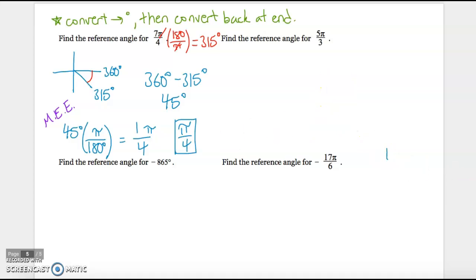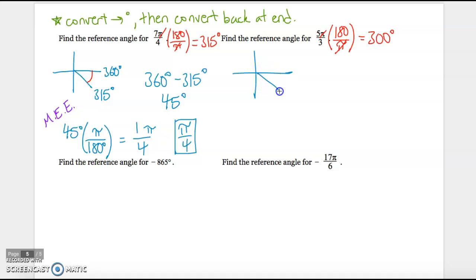In the next one, we got 5 pi over 3, so I'm going to follow the same setup we have going on here. I'm going to convert it first to degrees so I can work with it more easily. The pi's cancel. 5 times 180 divided by 3 is 300 degrees.